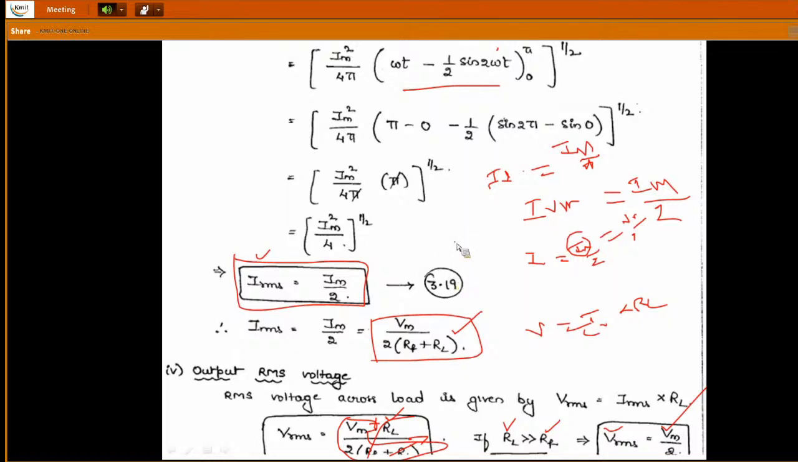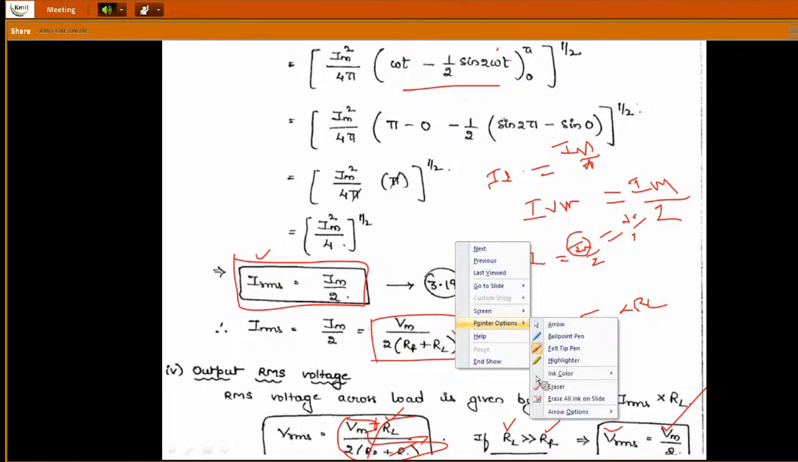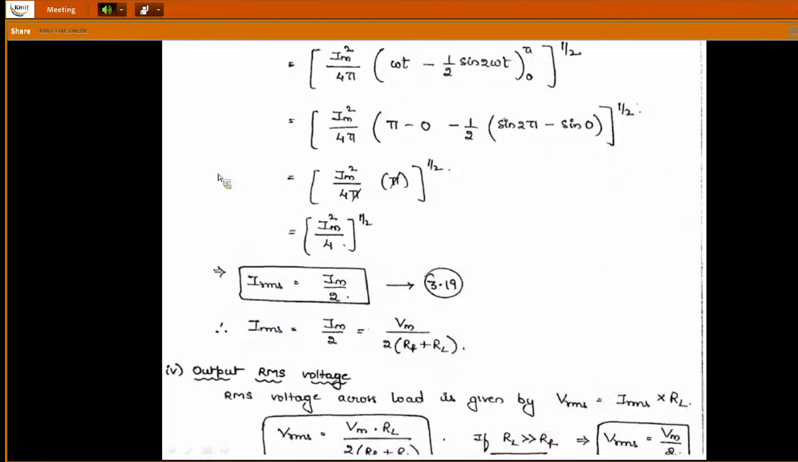Now these four expressions I am writing once again here. The first one is your IDC current. The DC current, or average current, is given by Im by pi. Now what is your DC voltage? VDC is given by Vm by pi, after considering that RL is far greater than RF.